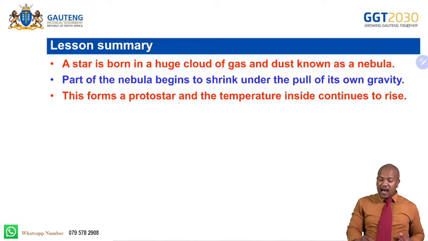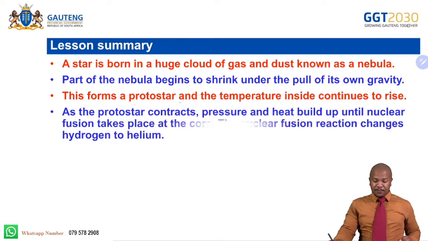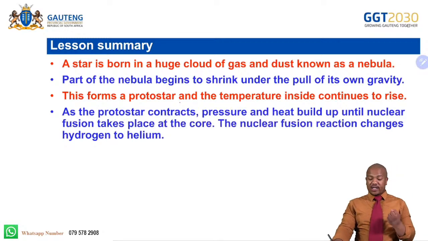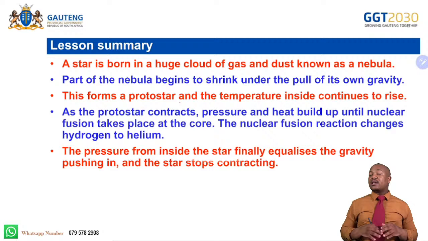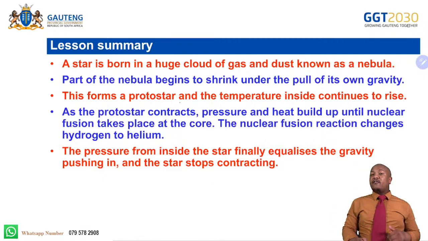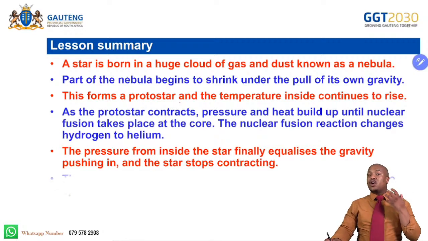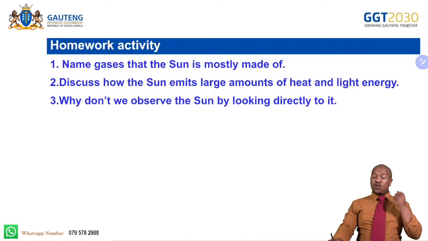As the protostar is formed, the temperature inside continues to rise. As the protostar contracts, pressure and heat build up until nuclear fusion takes place at the core. Remember that the nuclear fusion reaction changes hydrogen to helium. The pressure from inside the star finally equalizes the gravity pushing in, and the star stops contracting. The nuclear fusion reaction radiates large amounts of energy into space.